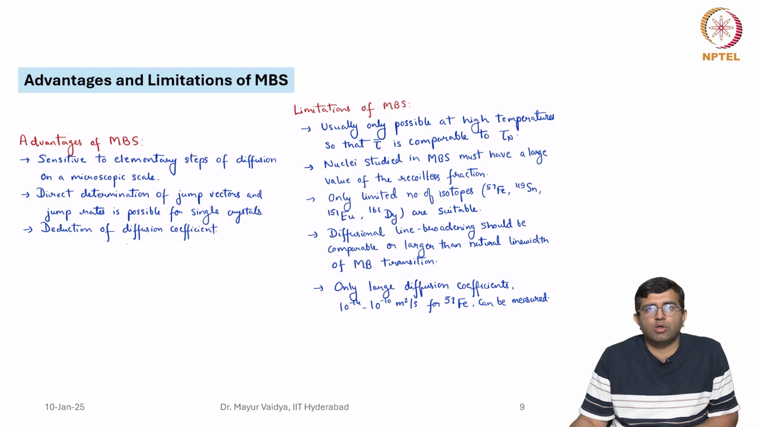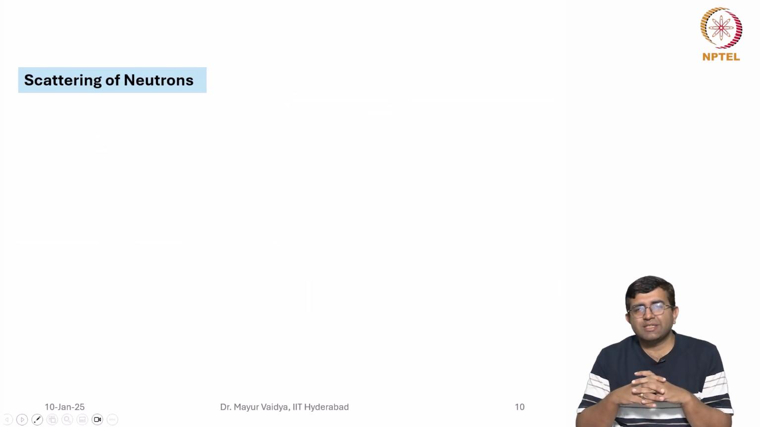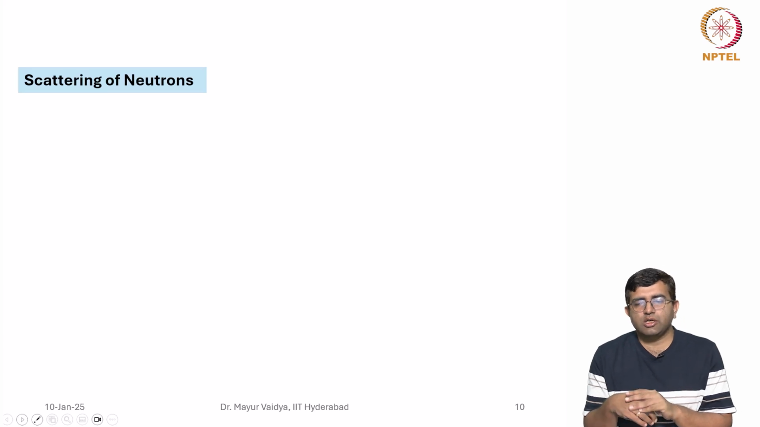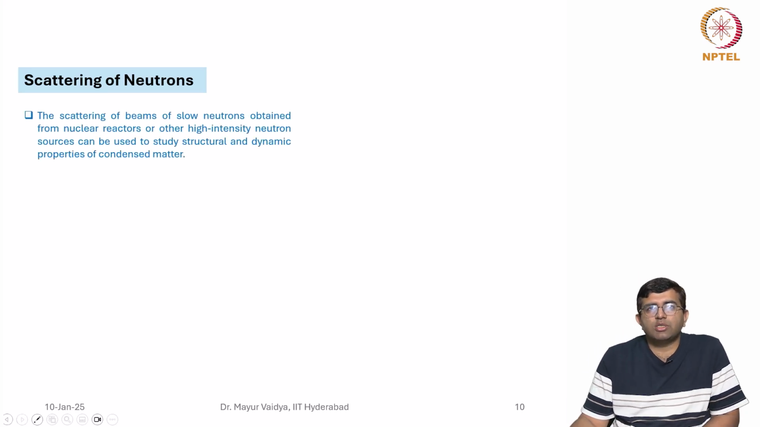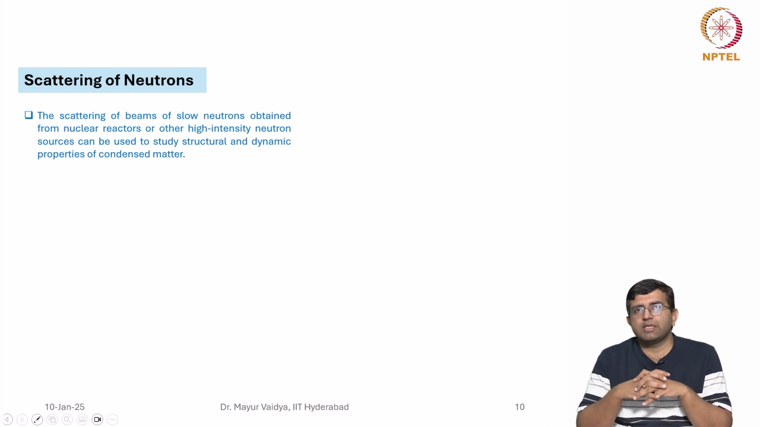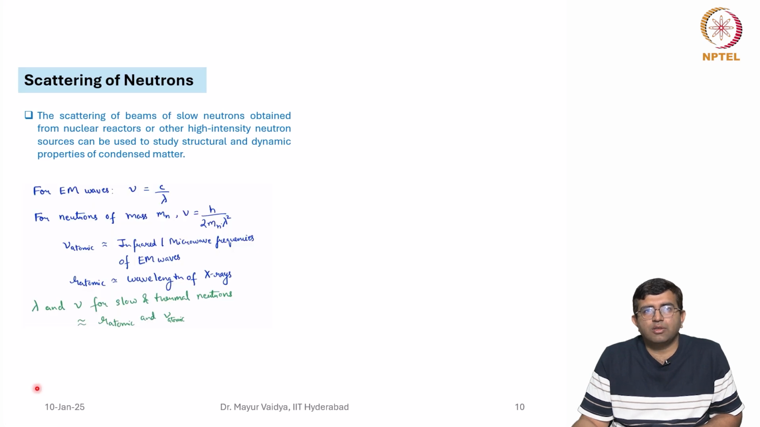Let us move to the next technique, which basically deals with the scattering of neutrons. The technique itself is the quasi-elastic neutron scattering technique to understand or measure the diffusion coefficients. So, coming to the neutrons, the scattering of beams of slow neutrons, which are obtained from nuclear reactors or other high intensity neutron sources, can be used to study structural and dynamic properties of condensed matter.